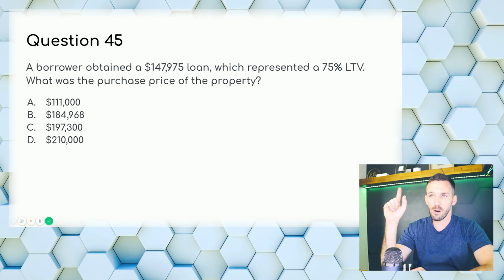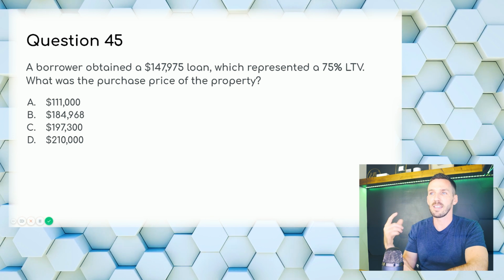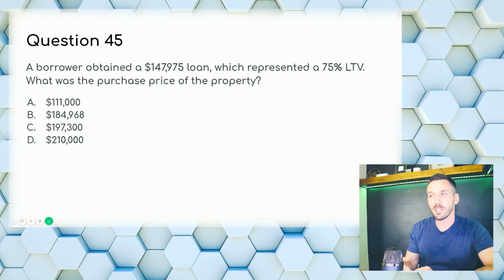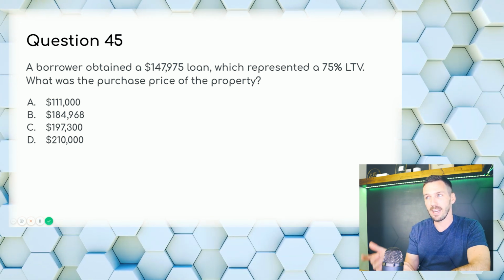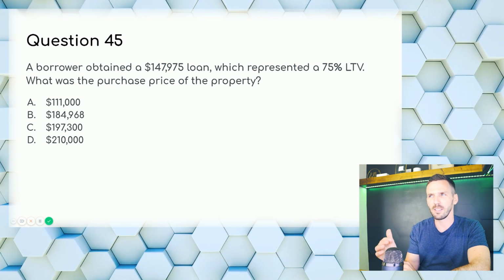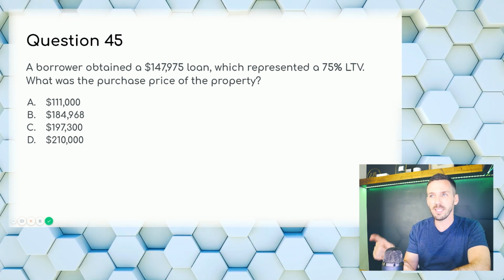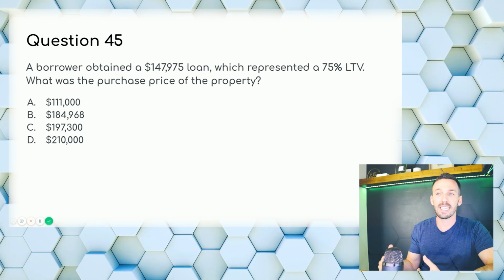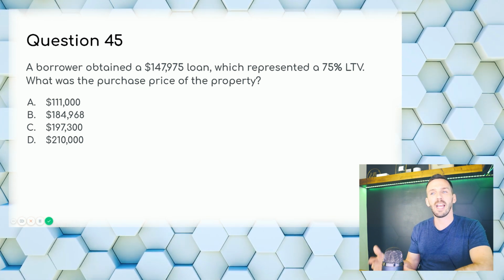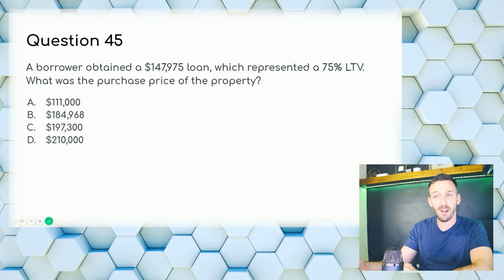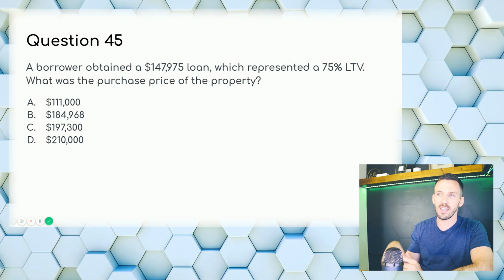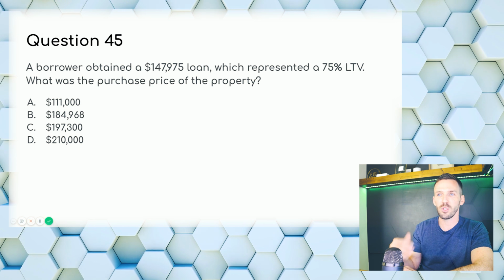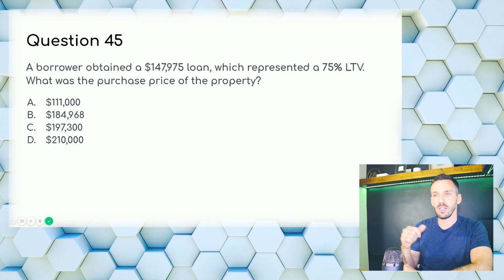Question 45. A borrower obtained a $147,975 loan, which represented a 75% LTV, loan-to-value ratio. What was the purchase price of the property? A, $110,000. B, $184,968. C, $197,300. Or D, $210,000.